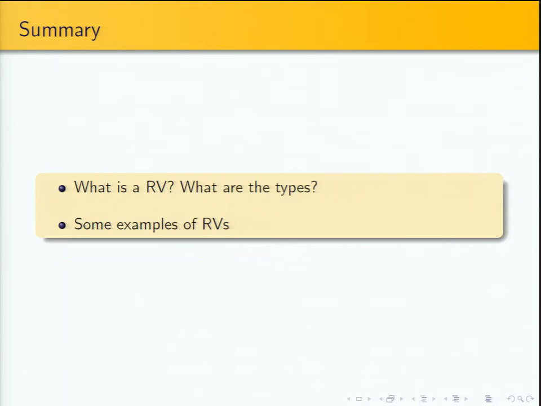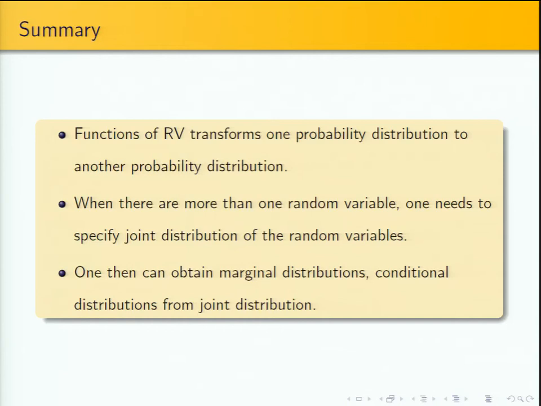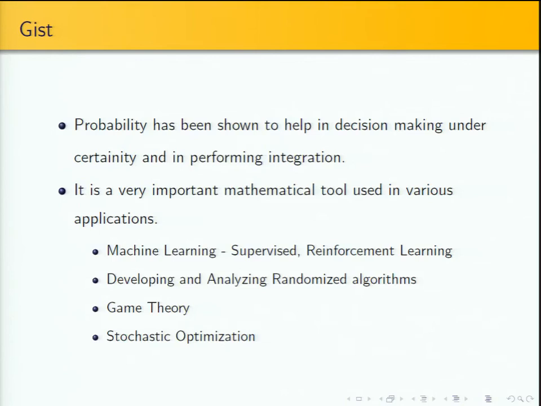I have a video, I'll show you at the end maybe. And also, functions of a random variable, what do they do? It transforms one mass to another mass, right? We have seen that. And when there are more random variables, we have a concept known as joint distribution. And we have conditional distribution, marginal distribution, etc. In this particular talk, I have tried to show you how it helps in decision making, and how it has been used to perform integration. So these are two applications.